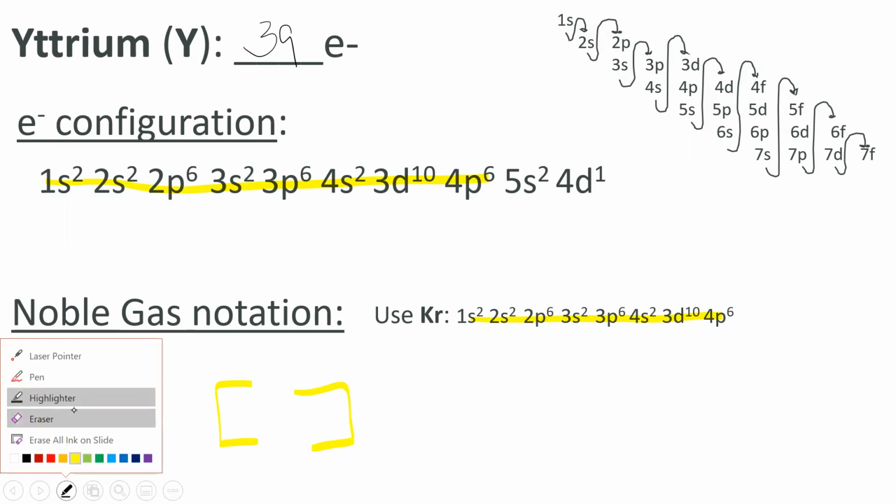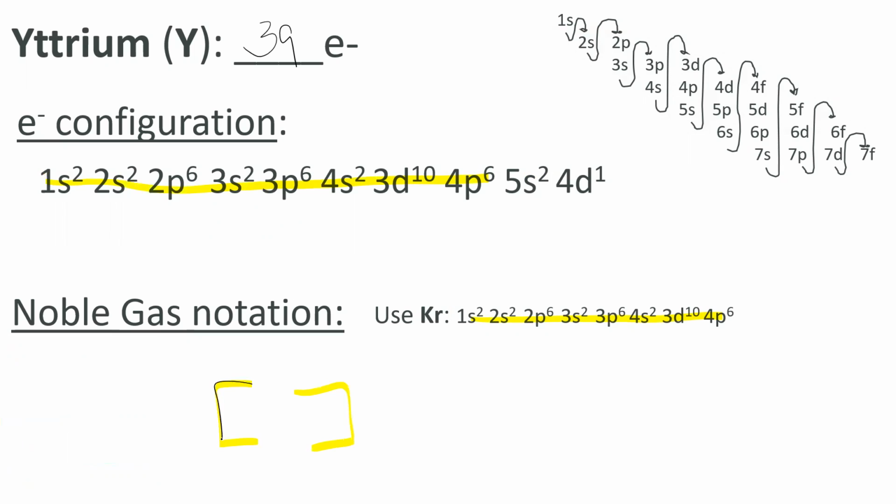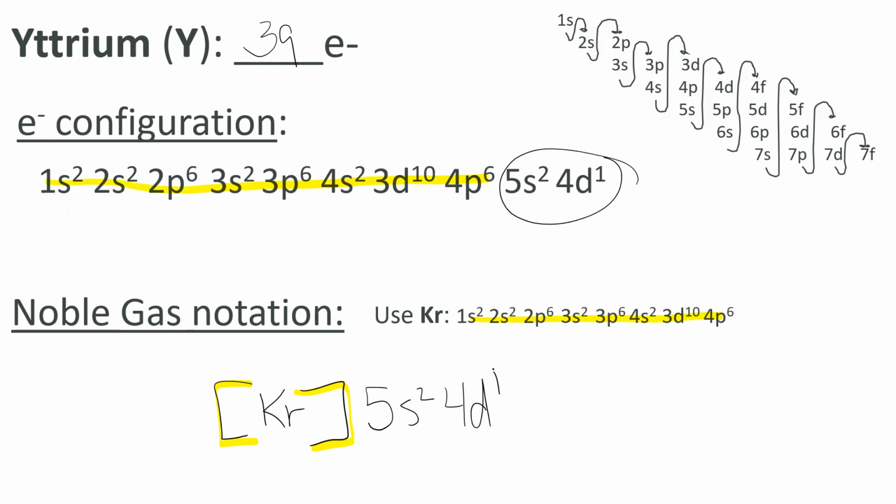So Xe, xenon, will go in the bracket. I'm sorry, Kr, krypton, will go in the bracket. And then you just add in the rest. Krypton 5s2, 4d1. So krypton has 36, 37, 38, 39. That gives us yttrium's.